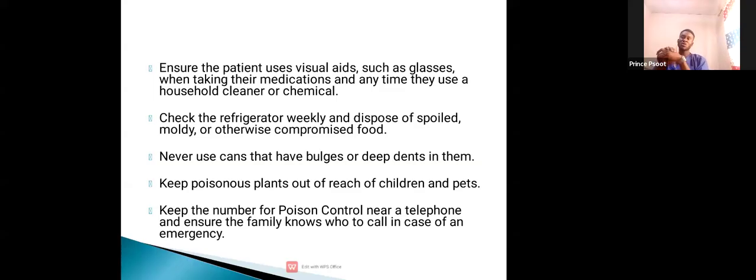To ensure the refrigerator is clean, you check the refrigerator weekly and dispose of spoiled, moldy, or otherwise compromised food. Never use cans that have bulges or deep dents in them. Keep poisonous plants out of reach of children and pets. Then you keep the poison control phone number near a telephone, and ensure the family knows who to call in case of that kind of emergency.